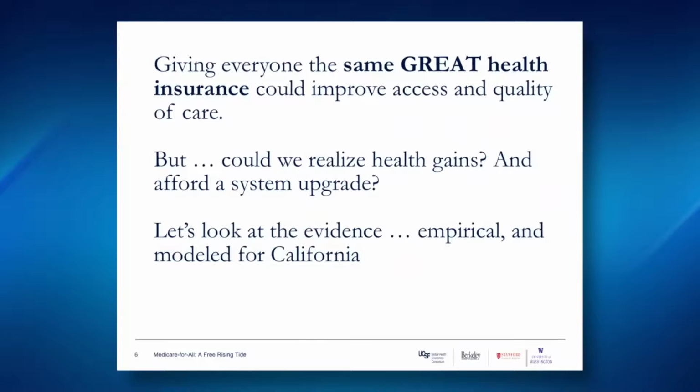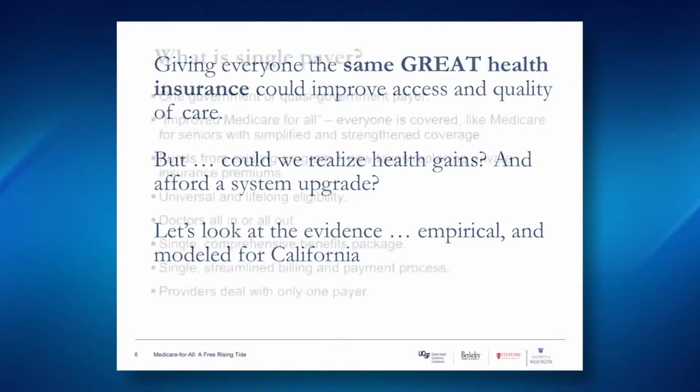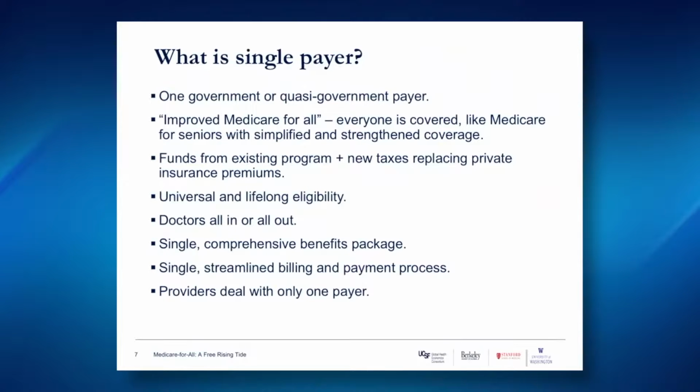Giving everyone the same great health insurance could improve access and quality of care, but could we realize health gains and afford this kind of a system upgrade? Let's look at the evidence. We have a little empirical evidence and many models for California. Let's start with a definition.